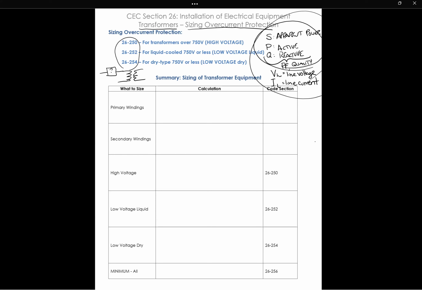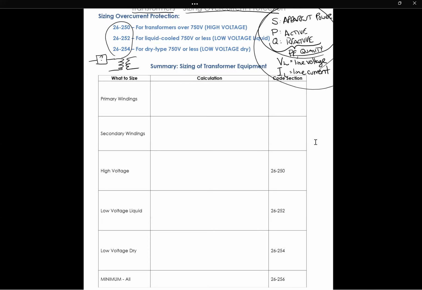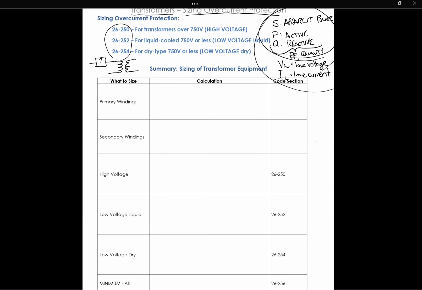I would say that in order to size transformer equipment according to rules 26, 250, 252, and 254, you really have to organize yourself. So let's organize our calculations in this table. The first thing you have to do is calculate the line current in the primary windings and in the secondary windings. Now, the thing that makes this section difficult is just that it's hard to organize in your brain because you have a few situations.